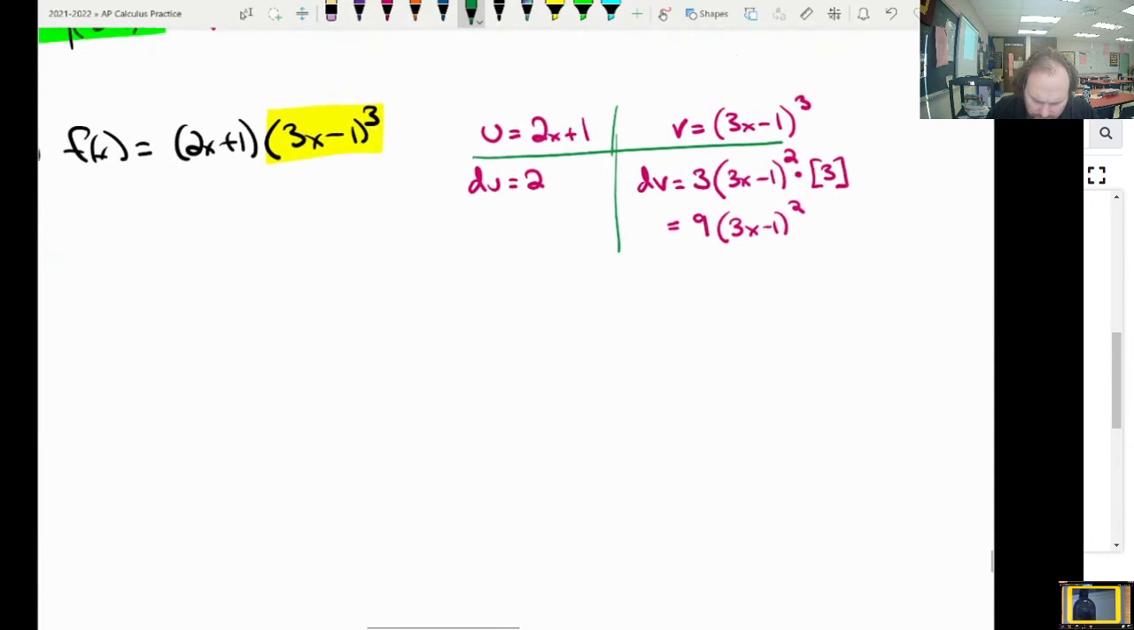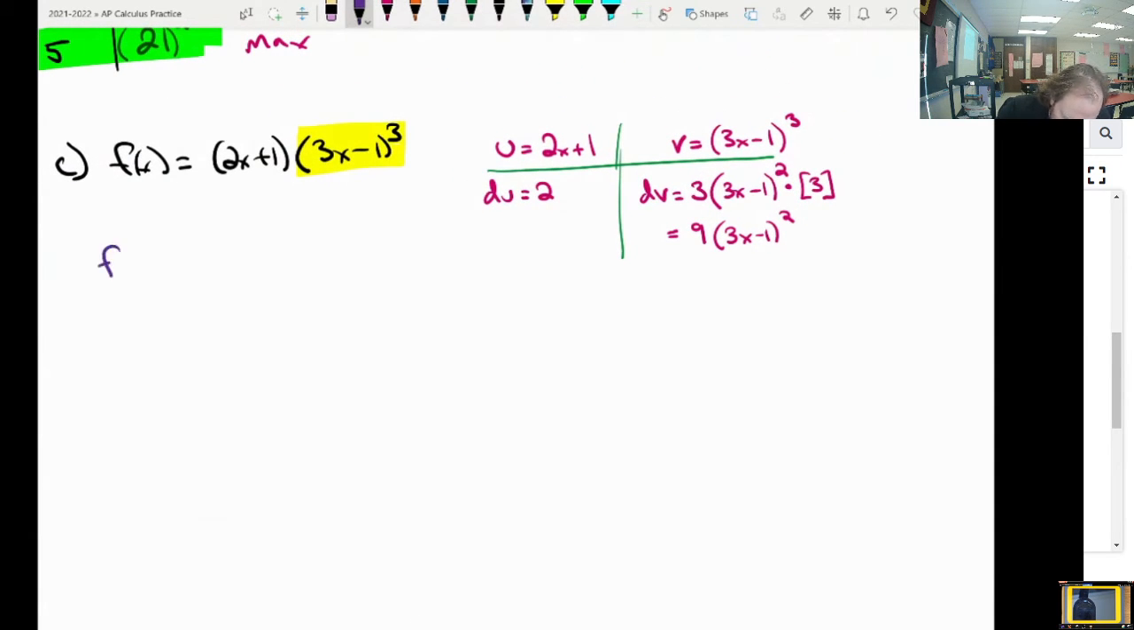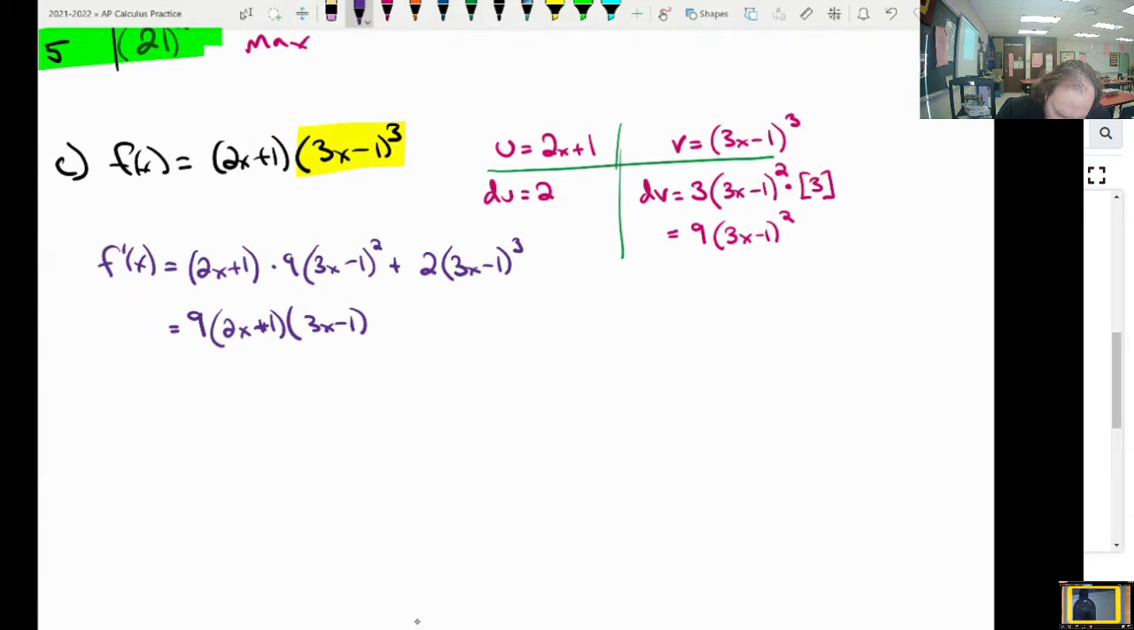So going back over to the drawing board, when it comes time to take the actual derivative, f prime of x, we are going to do, first of all, u times dv, or original first times derivative of second. That would be 2x plus 1 times 9 times 3x minus 1 squared. We'll clean that up in a little bit. Plus, now we'll do v times du. So we'll just do 2 times 3x minus 1 to the third power, like that. And we'll go ahead and clean this up a little bit. It will be 9 in front. And then the order does not matter for any of this other stuff here because we're just multiplying it all together.